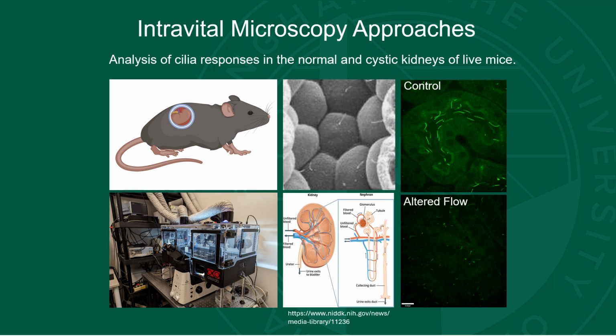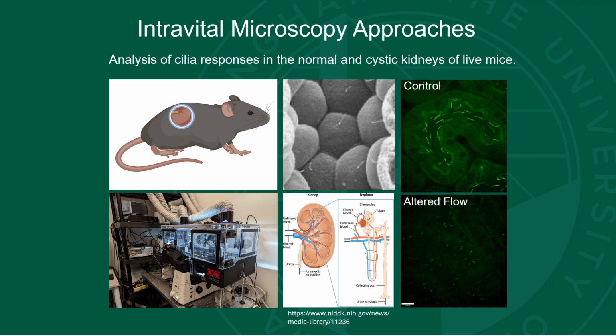One of the approaches my group is using to understand cilia function in the kidney is called intravital microscopy, or live cell, live animal imaging. What we have done is inserted an optical imaging chamber into the side of the animal that allows us to look into the kidney, into the tubules and nephrons within the kidney in live animals. And so we can put this mouse onto the microscope and look at changes in ciliary response under different conditions.